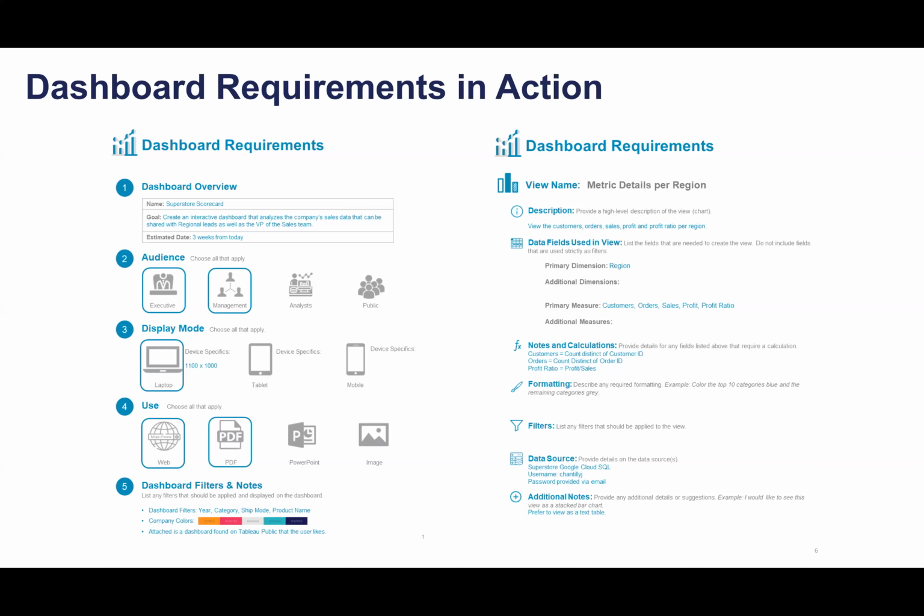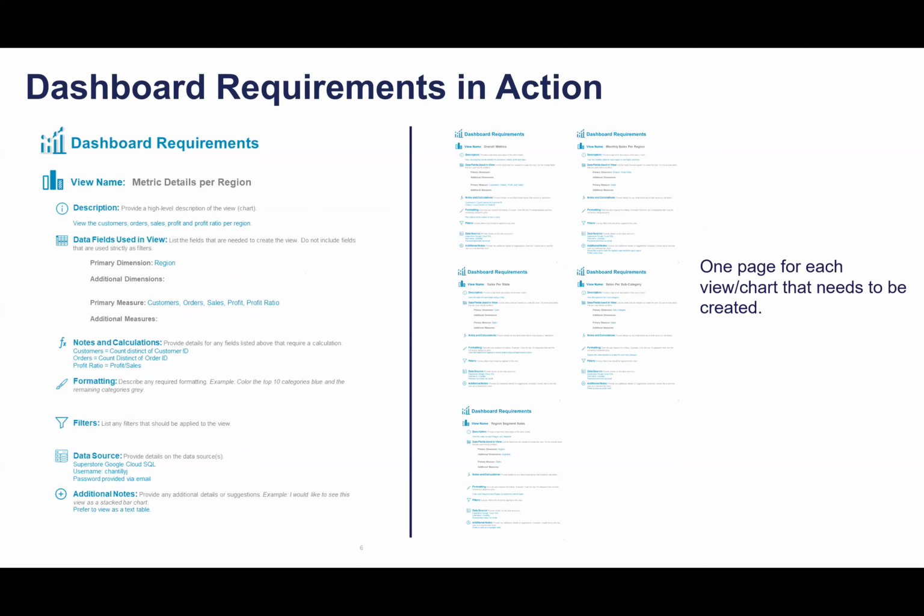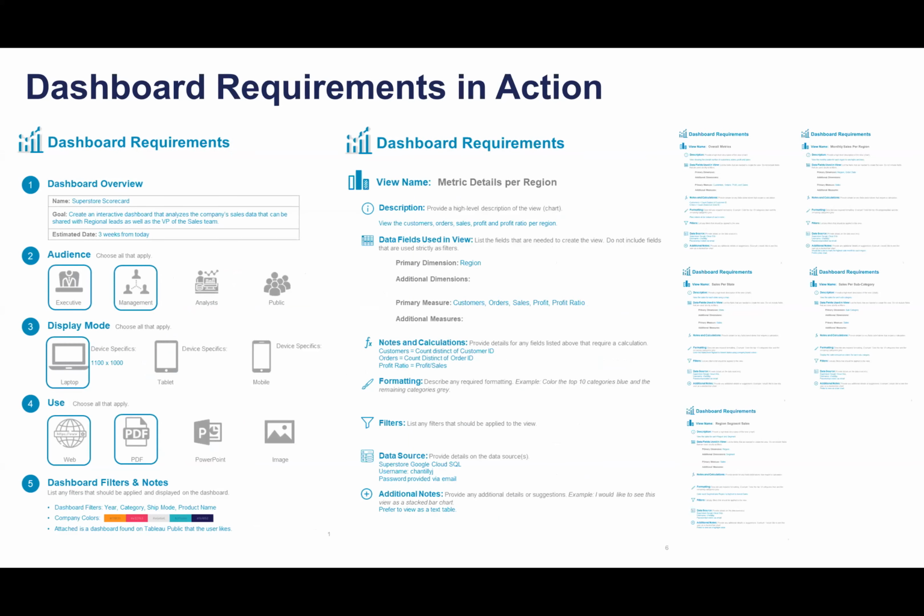So if we take each of those requirements that you saw on the previous screen and place them into this document, you have about 6 different view requirements, so one for each worksheet that you need to build. And then when you place it all together, you have about 7 different sheets that now consist of all of the ins and outs that are needed in order to create this dashboard.